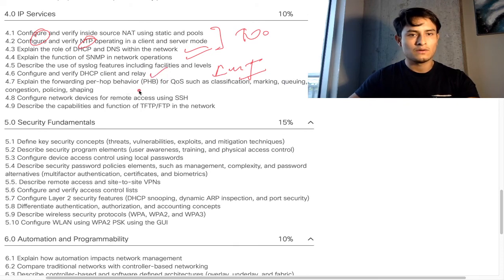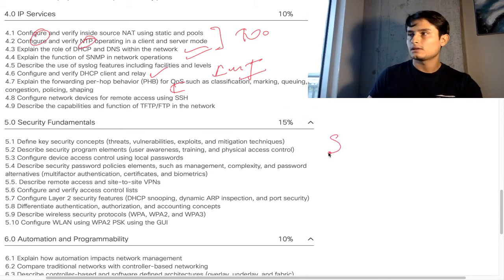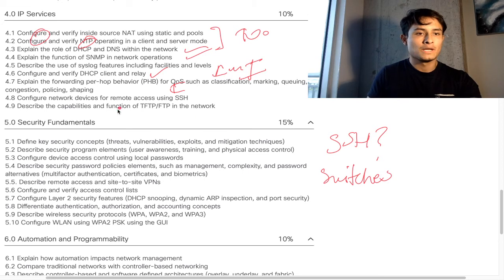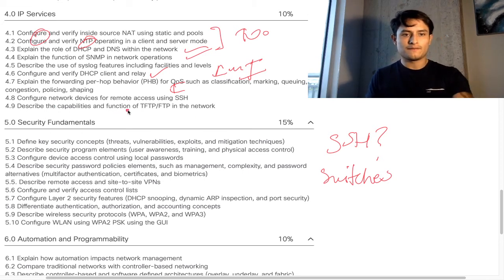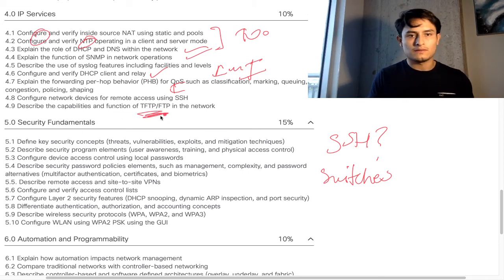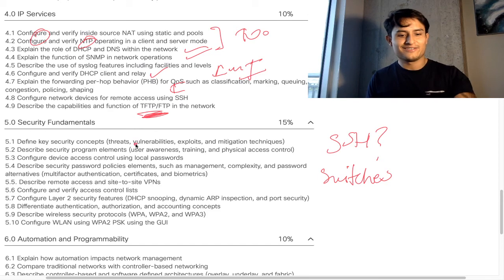Per hop behavior fundamentals. Configure. Yes, you need to know how to configure SSH. How do you configure SSH? Oh, I'm sorry, you cannot see. How do you configure SSH? And you know SSH is configured on your switches. Okay. Describe the capabilities and function of. Yes, you need to know what the difference of these two are. Okay, one is more secure than the other. Which one is the better? I'll let you find out. Okay.